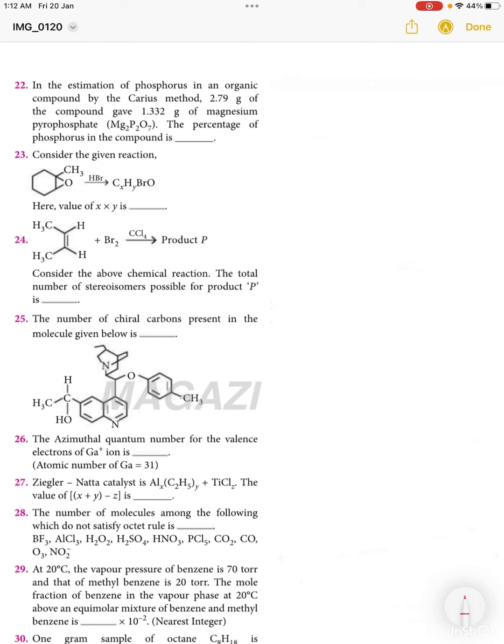Question number 22. This is the estimation of phosphorus. To estimate the phosphorus, the formula is: percentage of phosphorus equals atomic weight of phosphorus by molecular weight of compound, the compound given is Mg2P2O7, into weight of compound formed by weight of organic compound into 100. This is the formula.